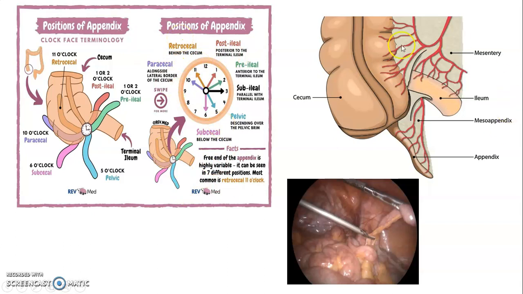This shows you that the appendix has a mesentery, and this mesentery carries the blood vessels to the appendix. So you have the appendicular artery from the ileocolic coming within the mesentery to supply the appendix. You can appreciate this is the appendix and this is the mesoappendix.